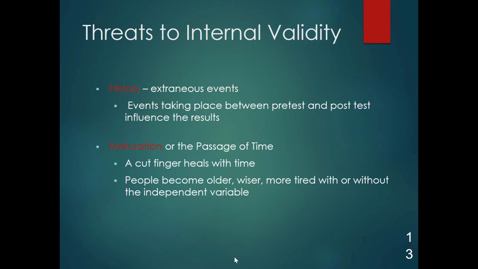With maturation, it is a threat that occurs when an observed effect is due to a respondent growing older, wiser, stronger, or more experienced between pre-test and post-test. Again, this is another threat that you can expect whenever you have a pre and post-test. Just like, for example, a cut finger heals with time, right? So as time passes by, people get wiser, stronger, and more experienced, and this happens with or without the independent variable. And so looking at pre-test and post-test, you can expect that maturation could occur. If you're doing a cross-sectional study where it's just one point in time, then you wouldn't have the maturation threat.